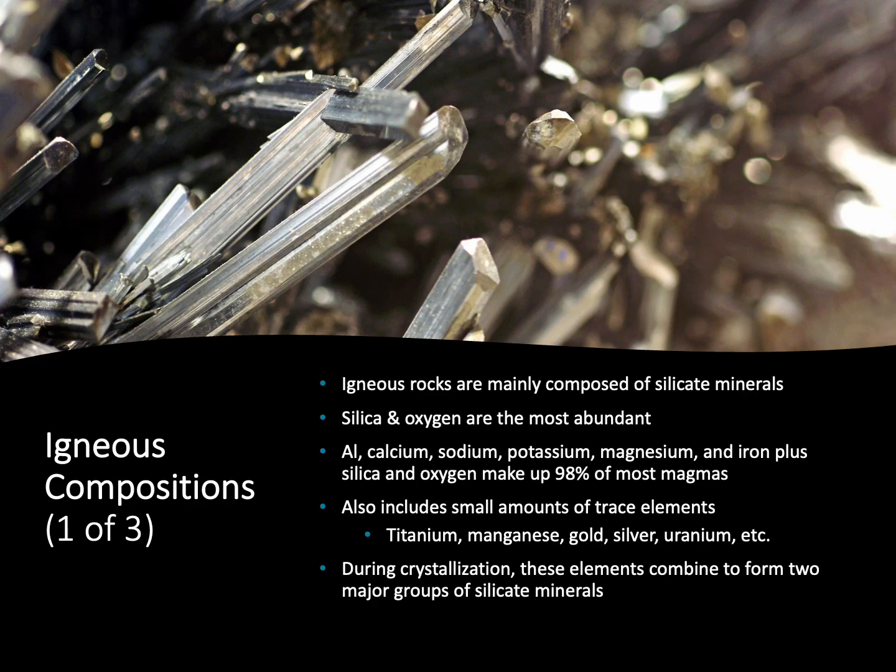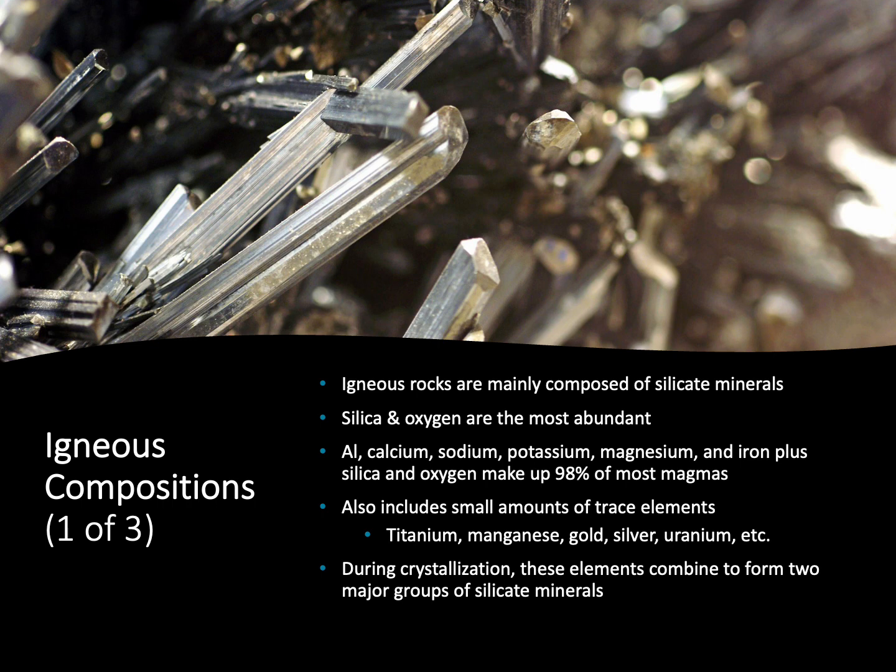We see that most igneous rocks are made up of silicate minerals instead of non-silicate minerals. That's because silicon and oxygen are the two most abundant elements in magma, the same way that they're the two most abundant elements inside of our crust. But those 6 other elements we see in our crust are also found a lot in our igneous rocks, and they make up about 98% of most magmas on our planet. But like we saw before, there are trace amounts of other elements in our crust. There are also trace amounts of other elements in our igneous rocks as well.